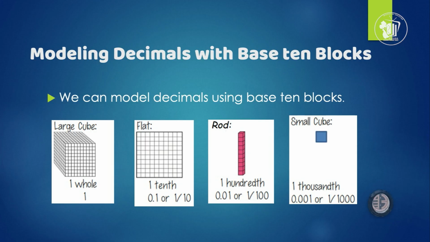Now, this is called a flat. How many of these flats does it take to make one of the large cube? Well, it takes 10 of the flats to make one whole. So we use the flat as 1/10, or we say it's the tenths block.